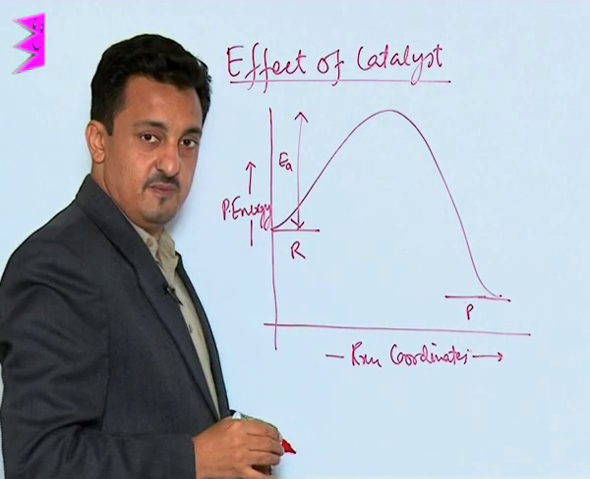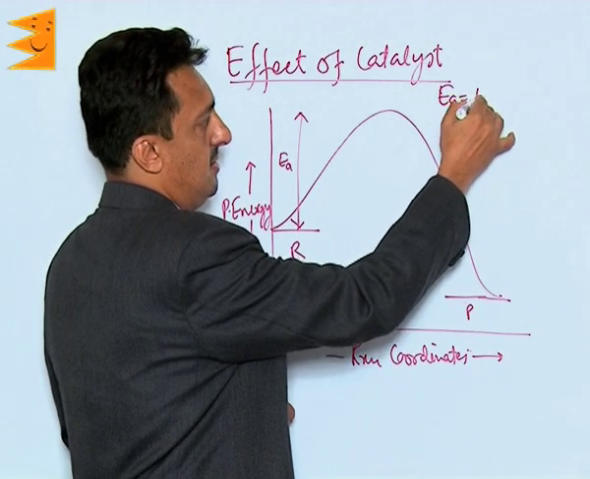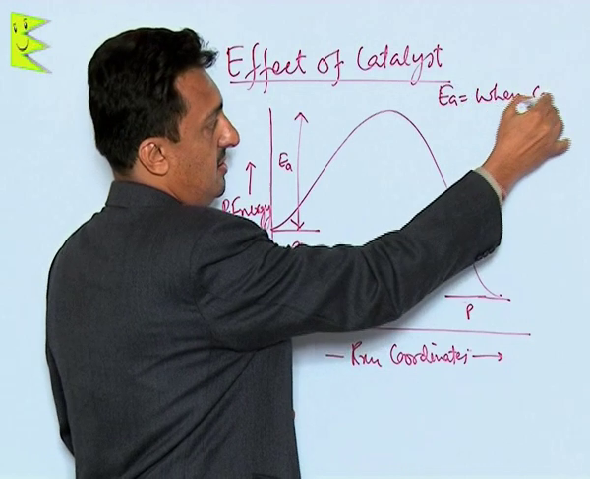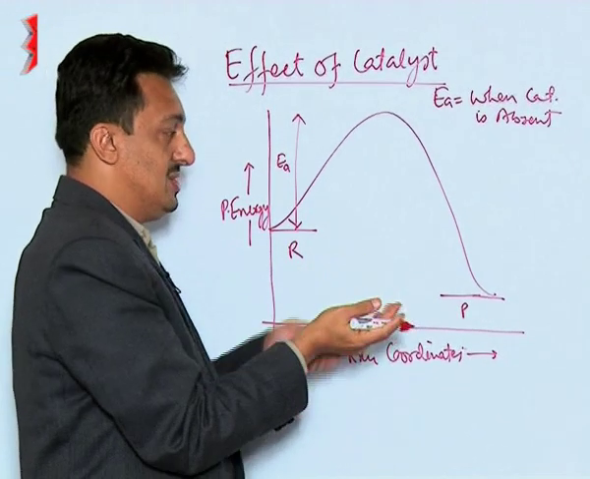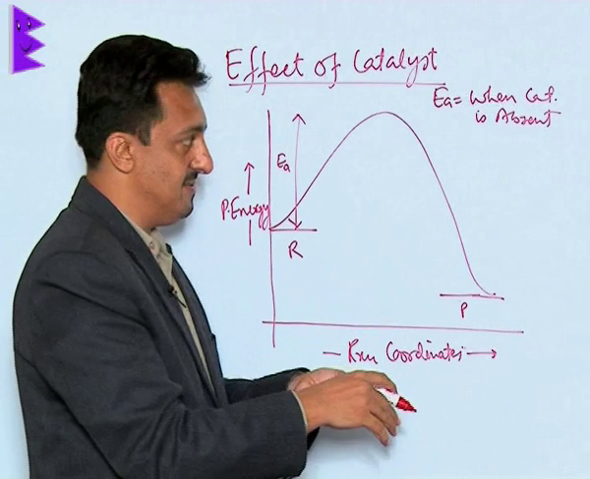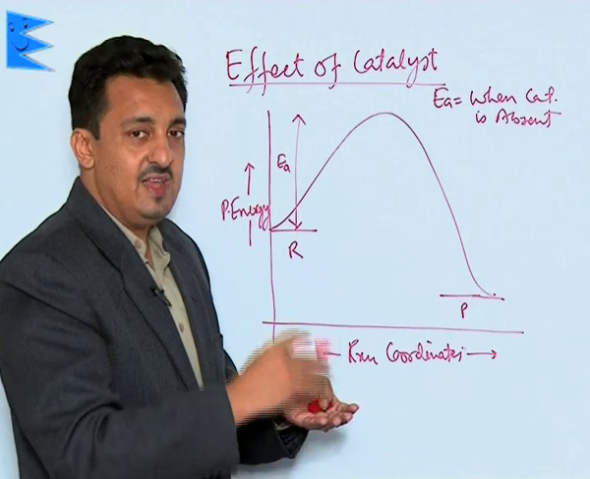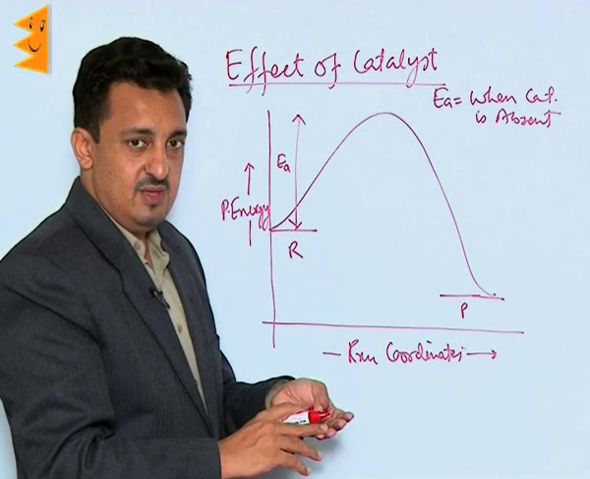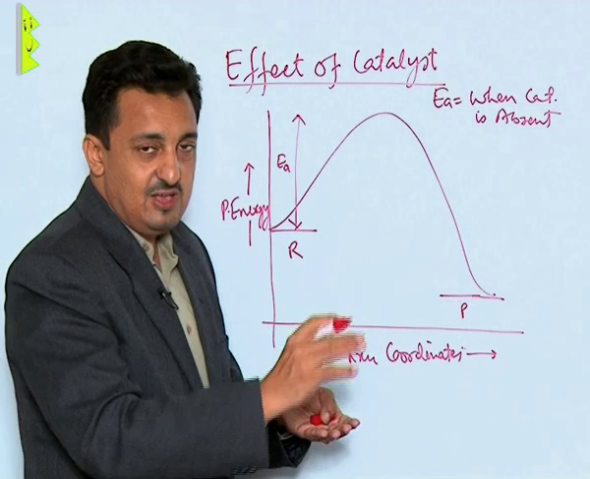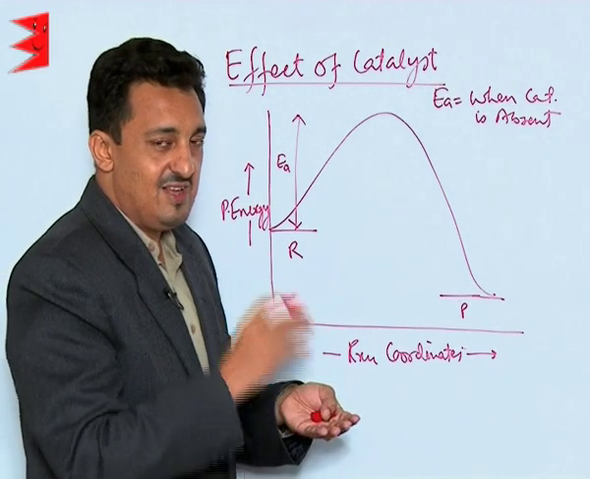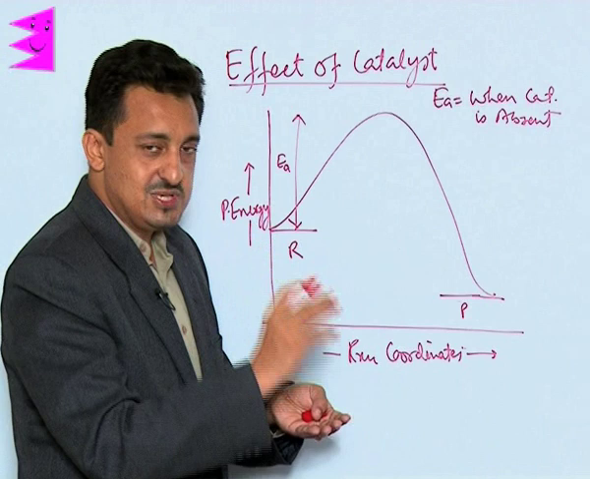in the absence of a catalyst. Here I am writing down, this EA is the activation energy when catalyst is absent. So when you do the same reaction in the presence of a catalyst, the catalyst lowers the activation energy of the reaction by providing an alternate path. So remember, it doesn't decrease the threshold energy, it doesn't affect the equilibrium constant. What it does is reduce the time taken to reach the state of equilibrium. It reduces the EA.